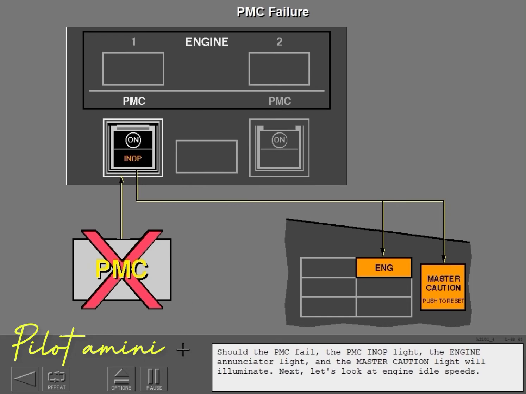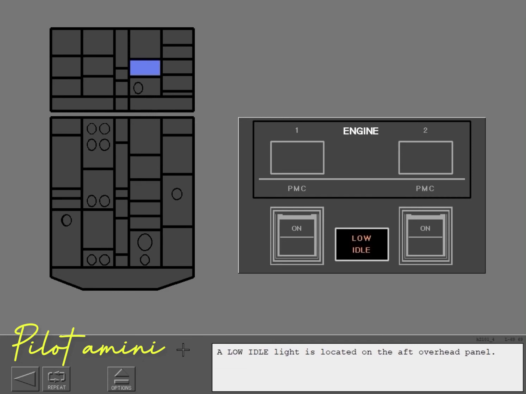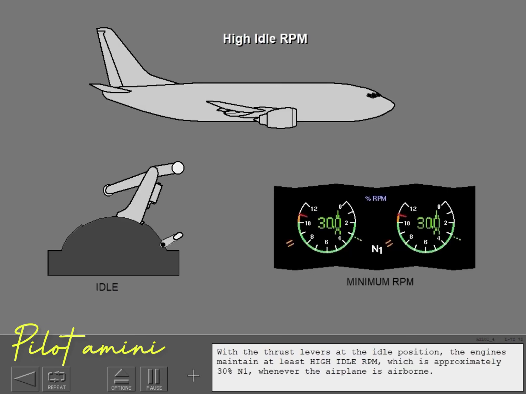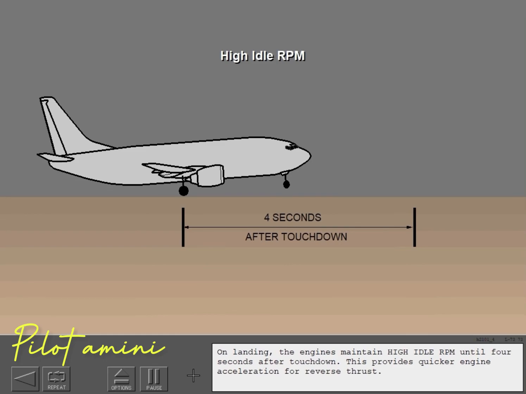Next, let's look at engine idle speeds. A low idle light is located on the aft overhead panel. There are 2 engine idle speeds, high idle and low idle. Let's first look at high idle RPM. With the thrust levers at the idle position, the engines maintain at least high idle RPM, which is approximately 30% N1 whenever the airplane is airborne. On landing, the engines maintain high idle RPM until 4 seconds after touchdown. This provides quicker engine acceleration for reverse thrust.